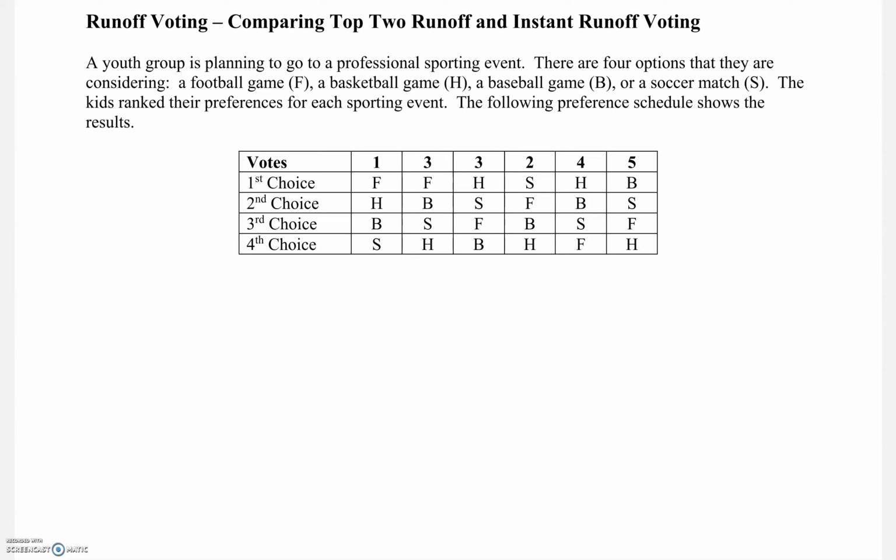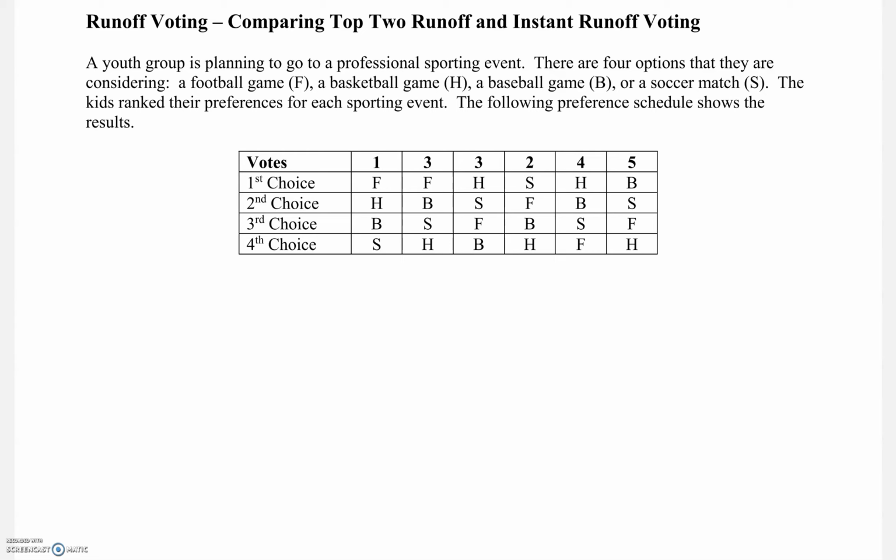In this video, we'll look at comparing runoff voting and instant runoff voting using an example. In this example, a youth group is planning to go to a professional sporting event. There are 4 options they are considering: a football game, a basketball game, a baseball game, and a soccer match. The kids rank their preferences for each sporting event, and the following preference schedule shows the results.